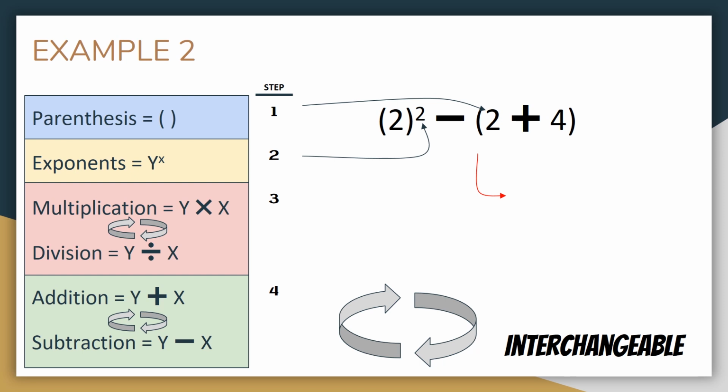Then we have the takeaway sign, and then we got 6. The reason we got 6 is because we did what PEMDAS told us to do: 2 plus 4 is 6. So now we did everything inside the parentheses on the right side. Now we're going to go to the left side, and that's going to tell us to do that operation, which is 2 to the power of 2, which is 4.